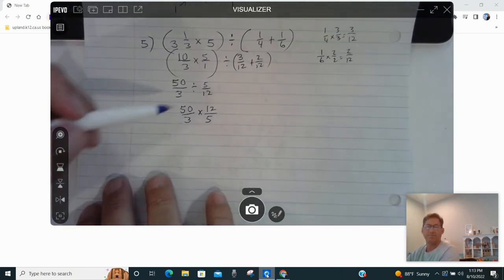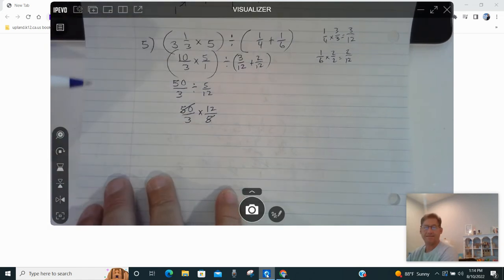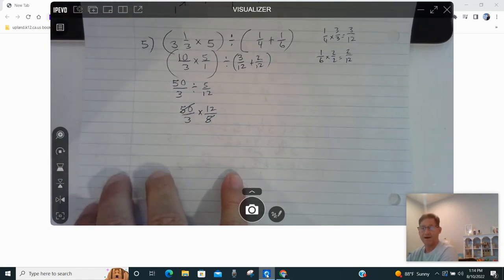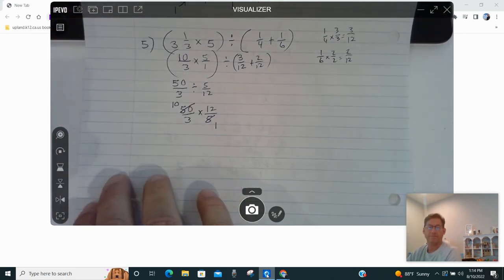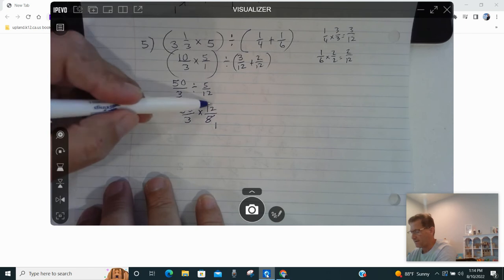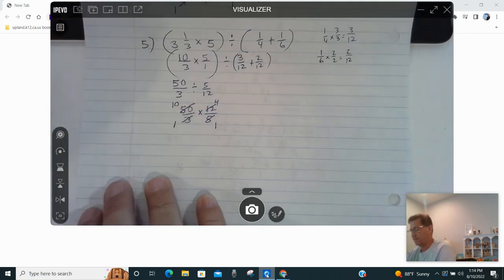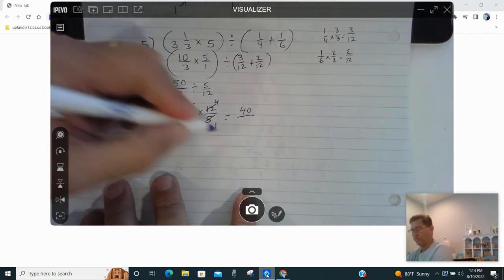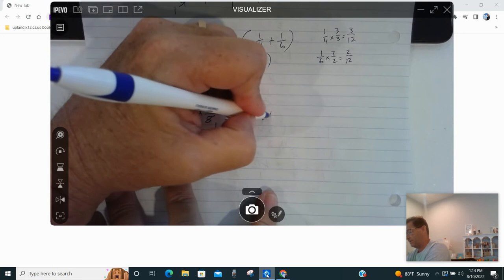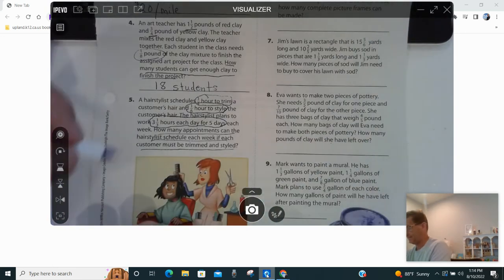Okay, well, I can simplify both ways. So a common factor of 50 and 5 is 5. So 50 divided by 5 is 10, and 5 divided by 5 is 1. A common factor of 3 and 12 is 3. So divide both of those by 3. So we're left with 10 times 4 over 1 times 1. So she can make 40 appointments.